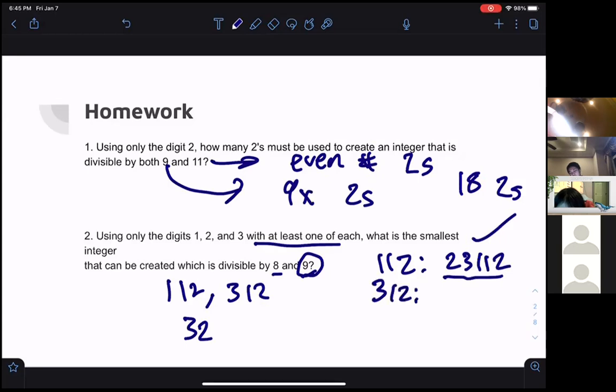For 312, we want the other stuff to sum to, in this case, 3 mod 9 to make this, which is 6 mod 9, convert to 9 mod 9.